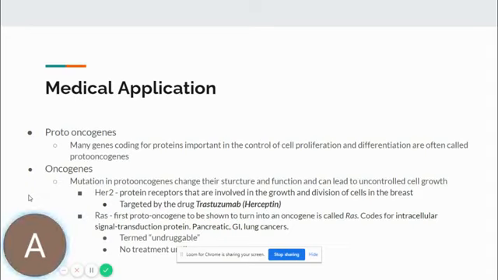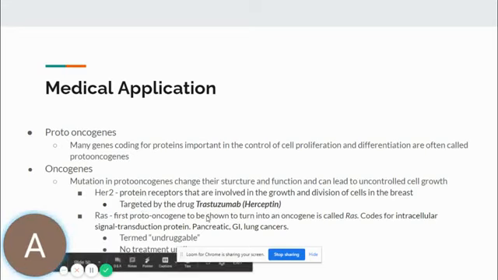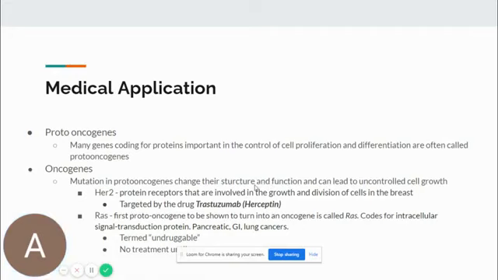Then we'll also talk about proto-oncogenes. What are proto-oncogenes? Many genes coding for proteins important in the control of cell proliferation and differentiation are often called proto-oncogenes. No? But once they mutate, they're already called oncogenes. So nagiging oncogenes na sila, oncogenic na. So once their structure and function are compromised, they can lead to uncontrolled cell growth. No? So ito na yung nagiging cancer na sila.